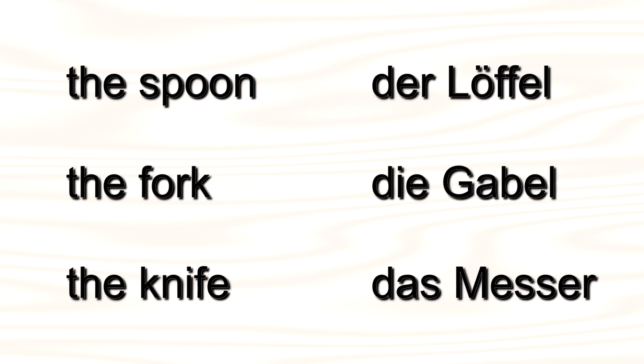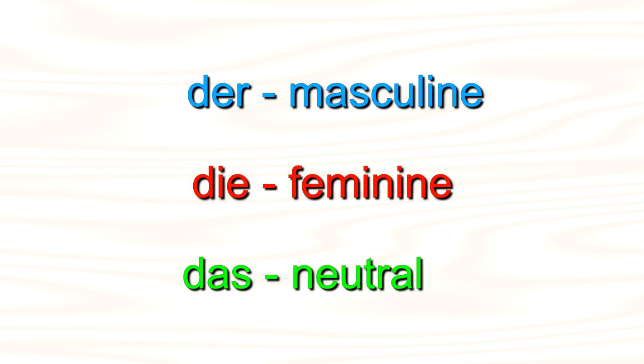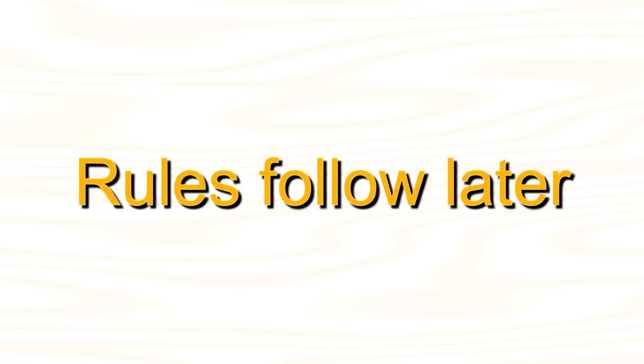While in English you say the spoon, the fork, and the knife, in German you say der Löffel, die Gabel, and das Messer. So we have der, die, and das as our definite articles, instead of just the. Der is the masculine article, die is the feminine article, and das is the neutral article. We'll get to some rules about how to figure out which one is correct later on. First, we have to talk about the other articles.